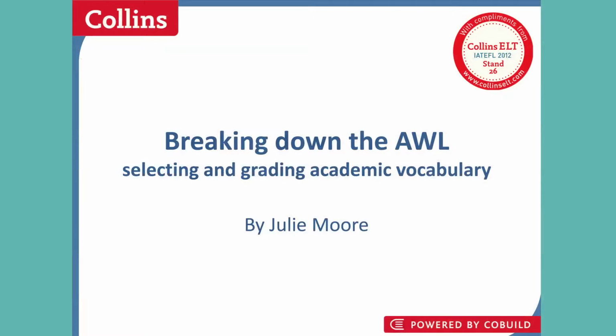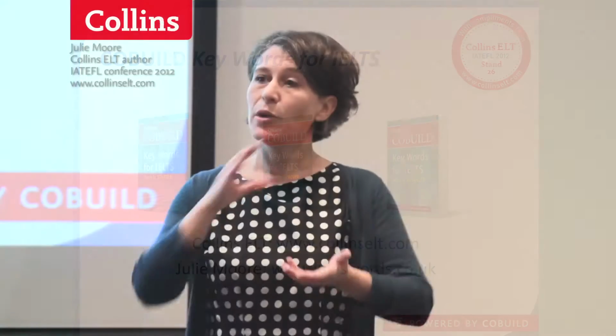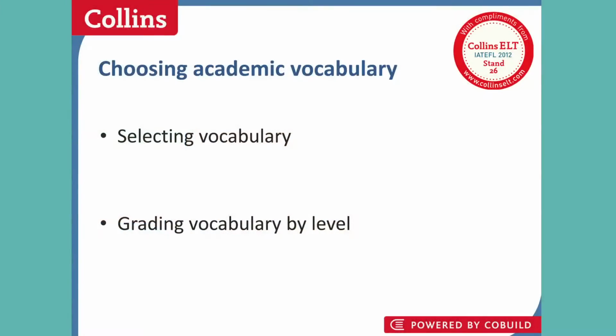Now, after I got over my initial panic, I started thinking about, okay, so what's the logical way of going about doing this? And my talk today is really how that process worked, how we chose the vocabulary that we were going to include, and then how we graded it, because I'd already been told that they wanted to have 3 books at different levels. So I had to think about not just selecting vocabulary, but then grading it according to level. So, 2 tasks. First of all, selecting the vocabulary, and then grading it by level.